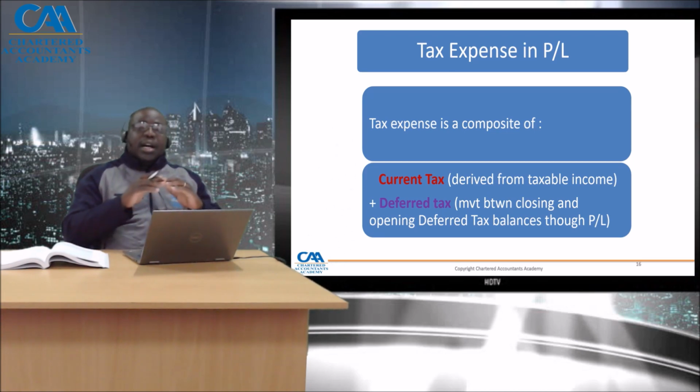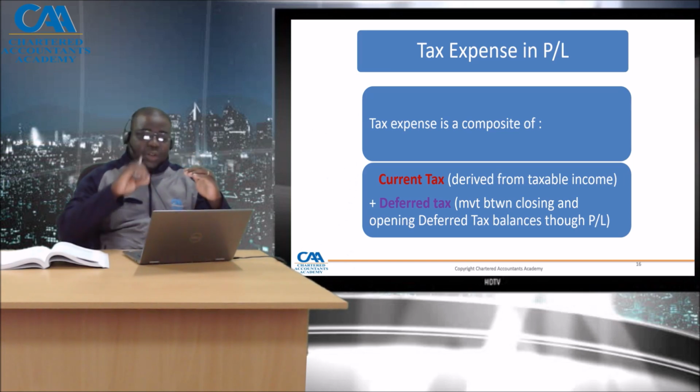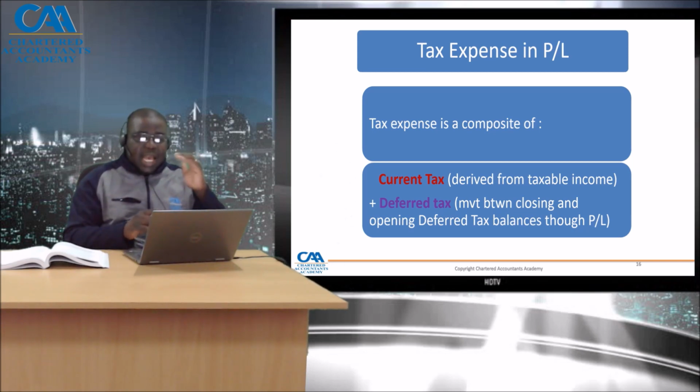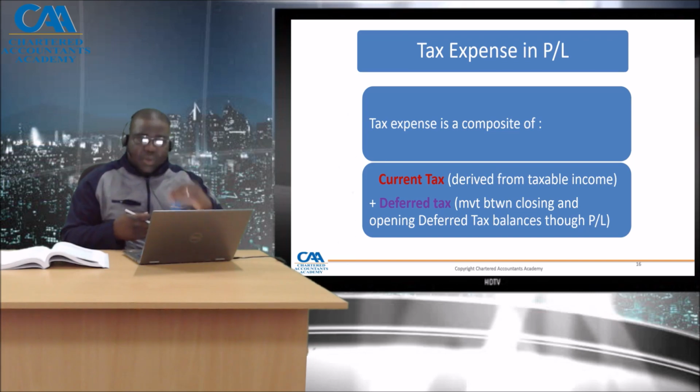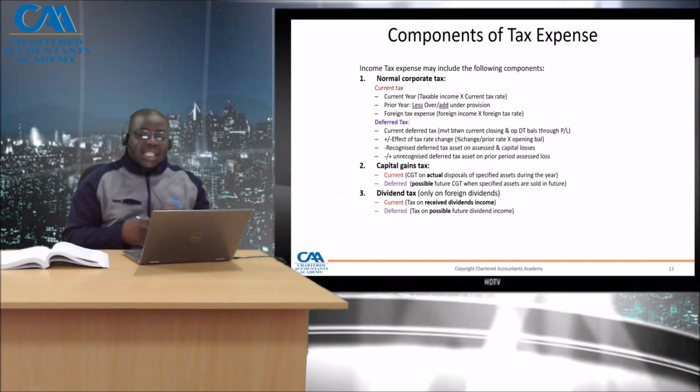So, at an overall level, when you look at the Zimbabwe tax expense, it talks to the normal corporate tax for income from trade, and you charge the current tax and the deferred tax. We'll go into detail for each. And for capital gains tax for income that has been earned, other income from buildings, sale of buildings and other specified assets, we've also got current and deferred. If an entity earns dividend income, we also have current and deferred as explained.